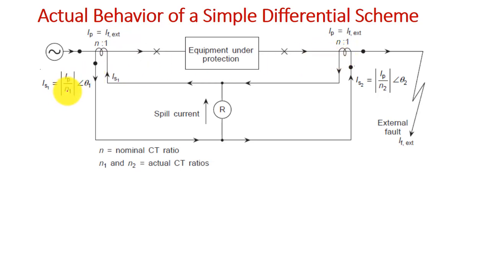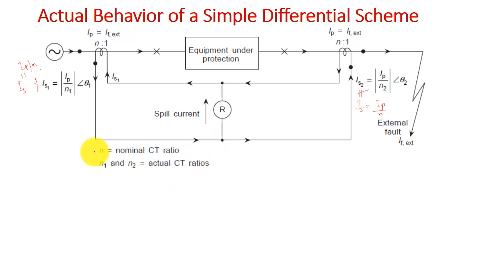So because of that phase error and ratio error, we will have a difference of the secondary current. So IS1 will never be equal to IS, which is equal to IP by N, right. And here also IS2 will never be equal to IS, that is equal to IP by N, right. So why does it not happen? Because of the ratio error and the phase error, right.